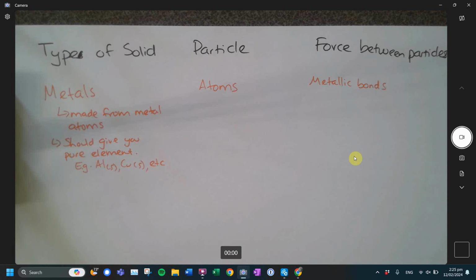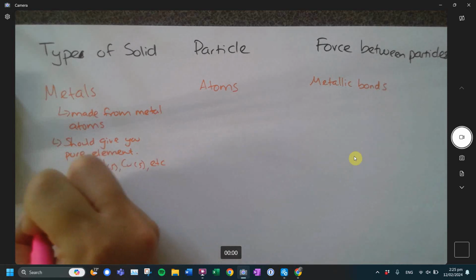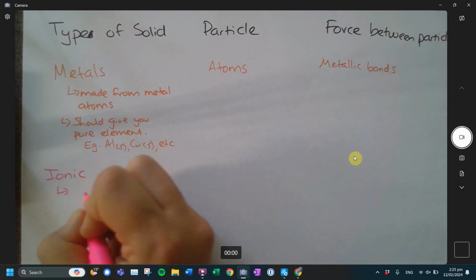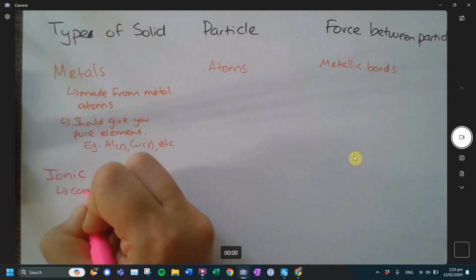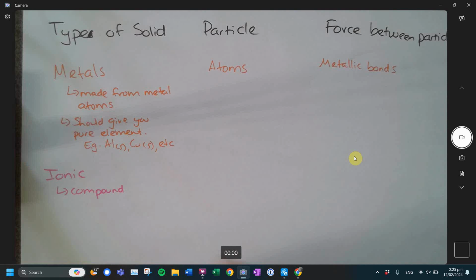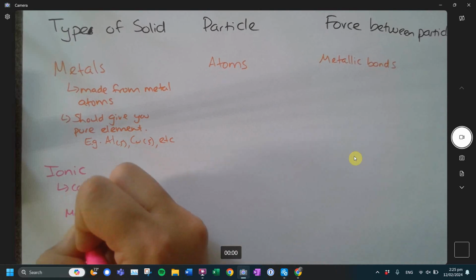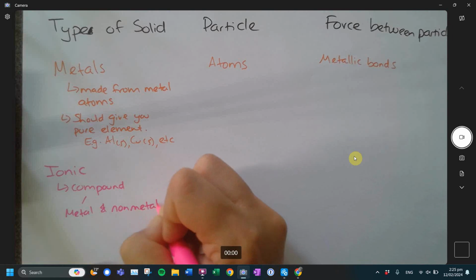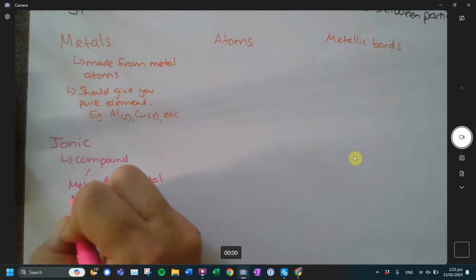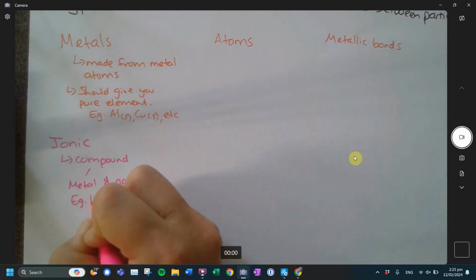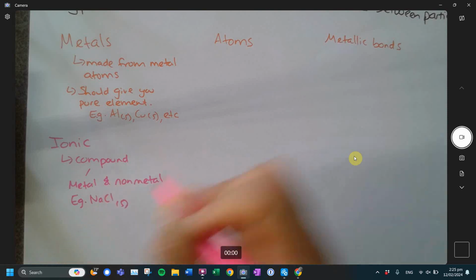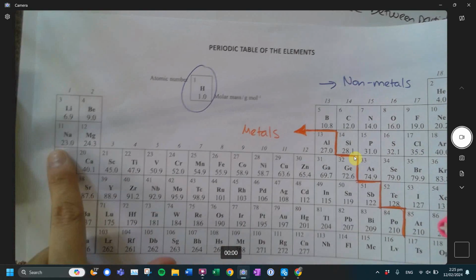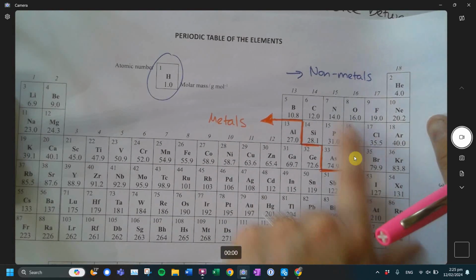All right. Second type of solid that I have is my ionic. I will find them because they will be a compound, and in that compound, we should have a metal and non-metal. So for example, sodium chloride, which is a solid. If I look at the periodic table, I can see that I have sodium on my metal side, and I have chlorine, which is on my non-metal side.